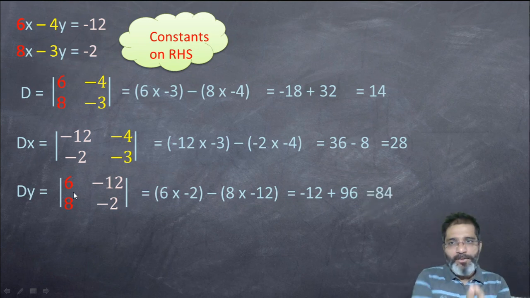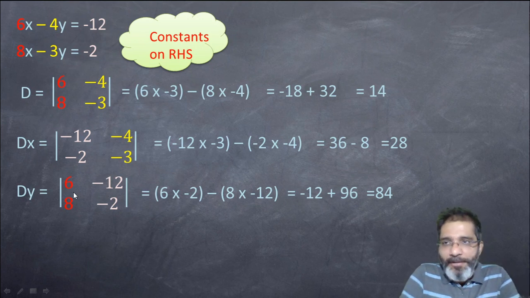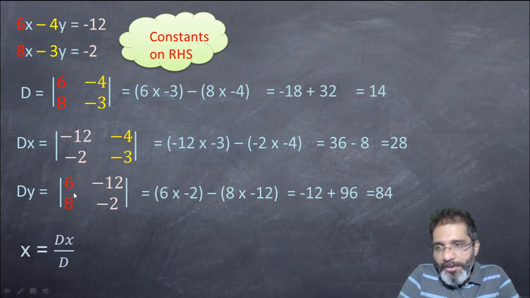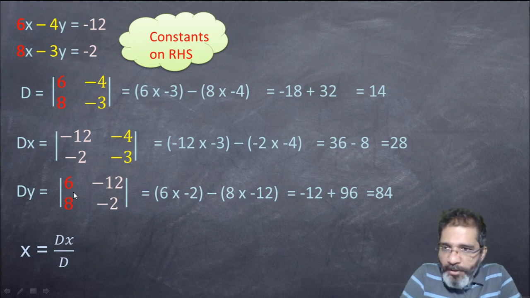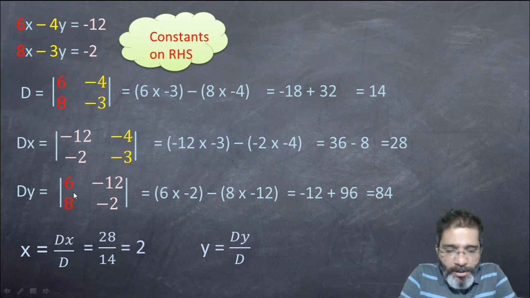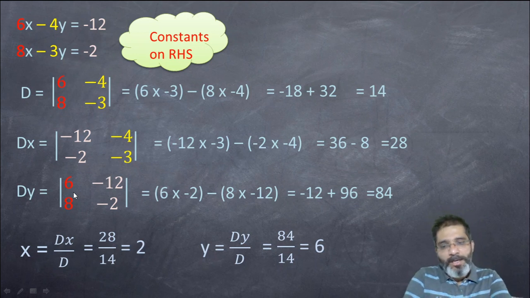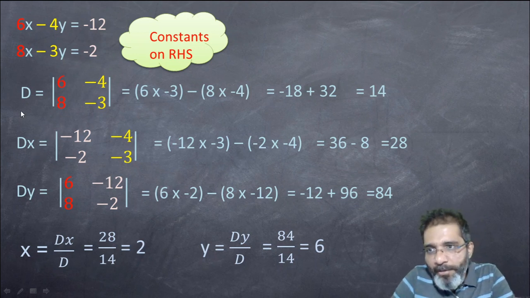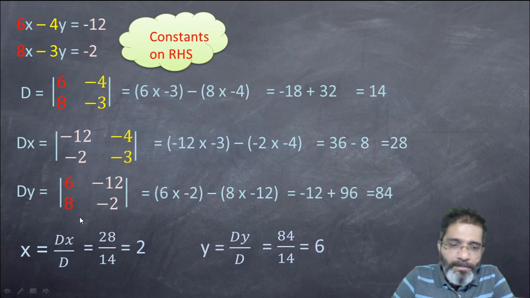So we have three values here, D, Dx and Dy. Three determinants we have. Now from there, how do we find x and y? The formula for x is Dx upon D, meaning the determinant of x upon the determinant D. So that is 28 by 14, and the answer is 2. For y, we do Dy upon D, that is 84 upon 14, and the answer is 6. So we need to be very careful when we find the values of D, Dx and Dy. Thank you so much.